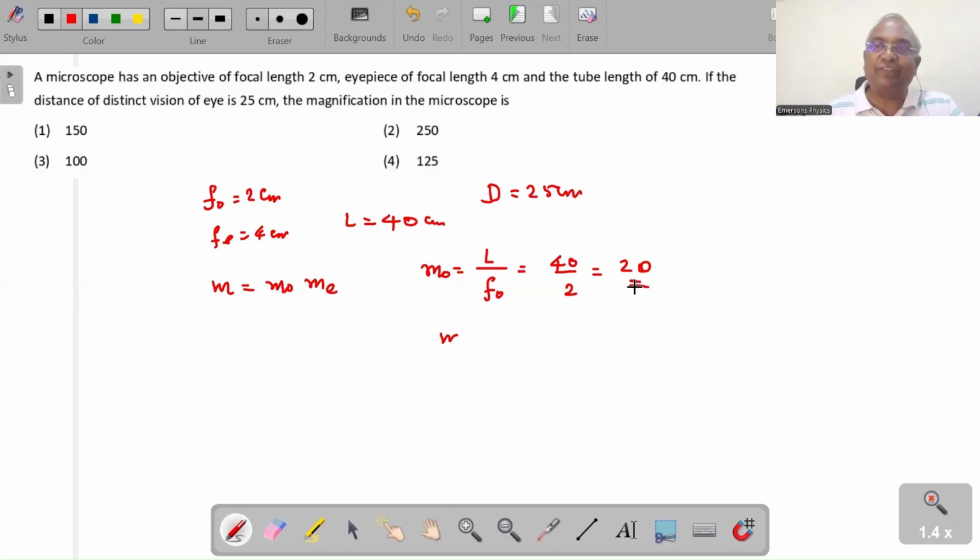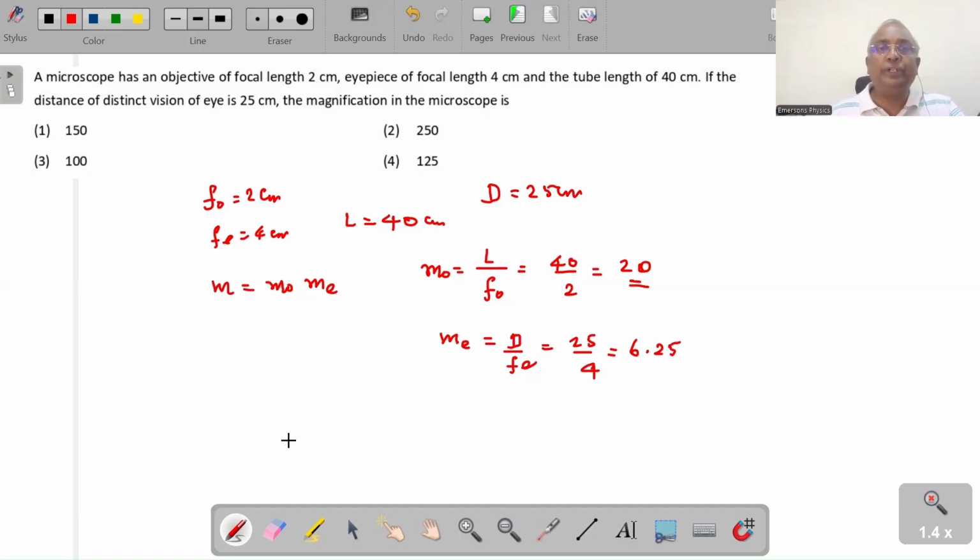Now we need the magnification of the eyepiece. Magnification of the eyepiece, formula for final image at infinite distance: we will take it as 1 plus D by fe, and taking the image at infinity, it is D by fe. D is nothing but 25 centimeter. Focal length of the eyepiece is given as 4 centimeter. So the value is 25 by 4, which is 6.25.